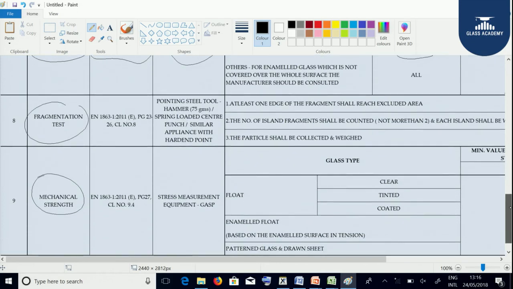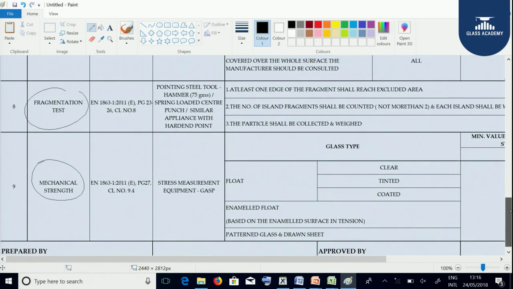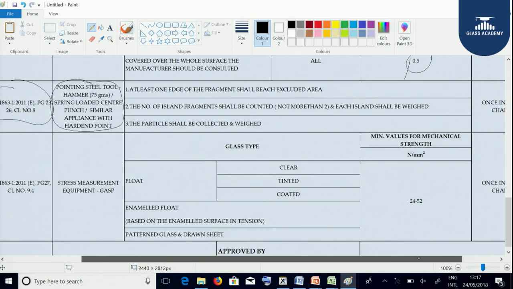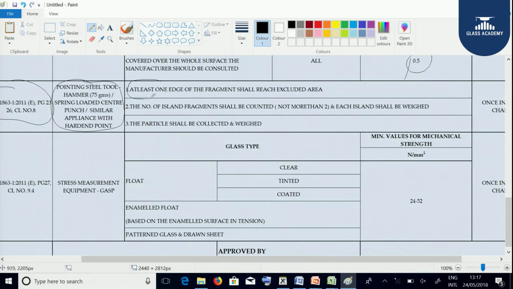Now let us see the fragmentation test values for the heat strengthened glass. The standard we follow is EN 1863. The tools we use are a pointed steel tool, a hammer weighing 75 grams, a spring loaded center punch or a similar appliance with a hard end point. Whenever we break any heat strengthened glass, we need to understand three parameters. At least one edge of the fragment shall reach the excluded area. The number of island fragments shall be counted and not more than 2, and each island shall be weighed. And the third parameter is that the particles shall be collected and weighed.